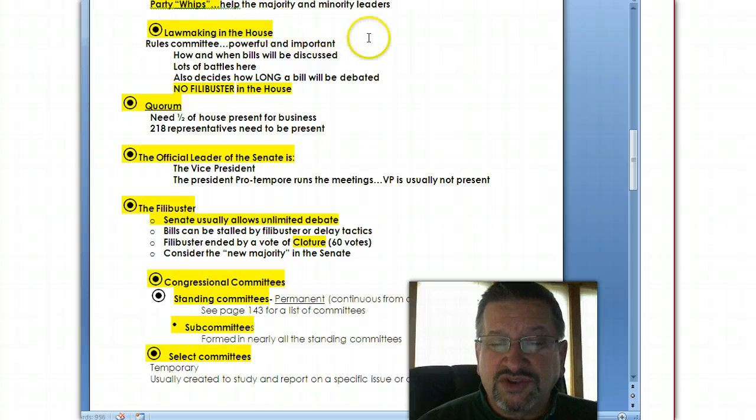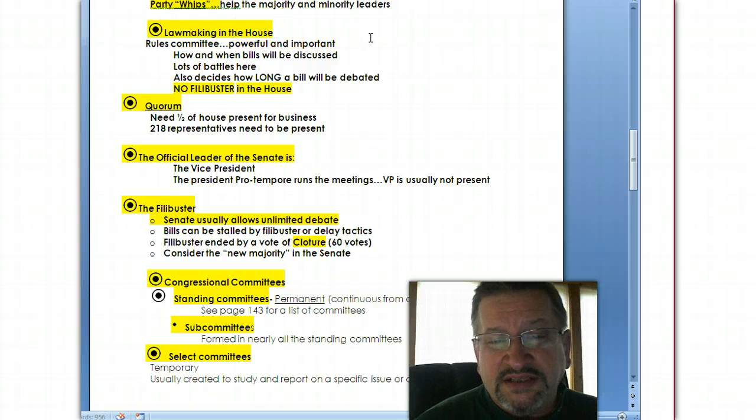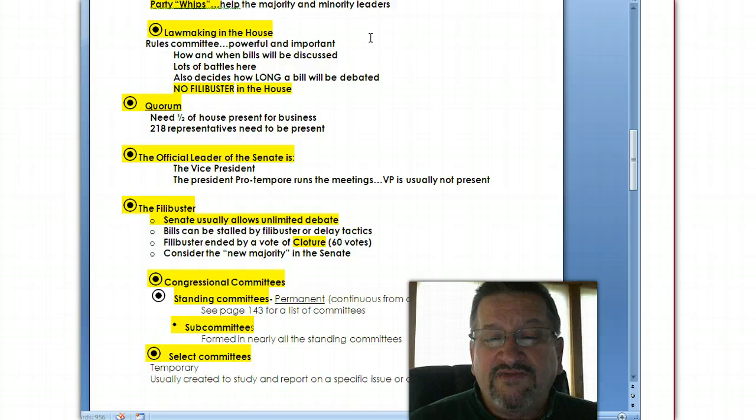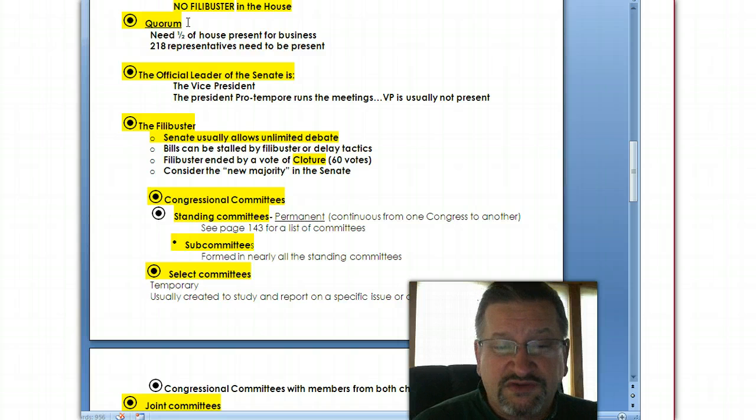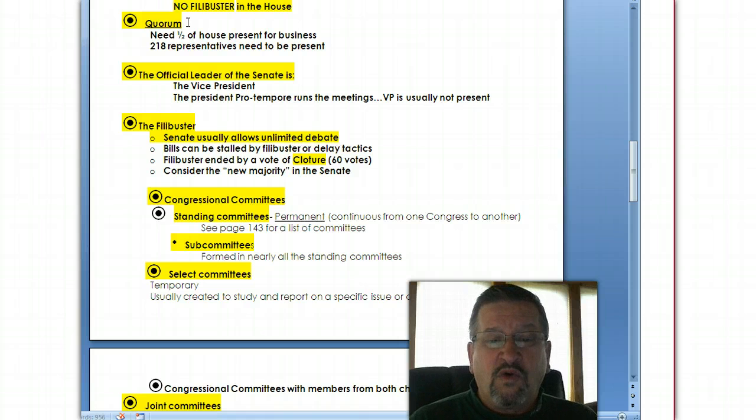Lawmaking in the House, the Rules Committee is very powerful and important because they get to decide when and for how long those bills will be discussed. And therefore, there's no filibuster in the House of Representatives because of the Rules Committee. Now, in order to do business in the House of Representatives, you need a quorum. That's 1/2 of the House of Representatives present for them to do business or to vote. That means 218 representatives need to be present to have a quorum.